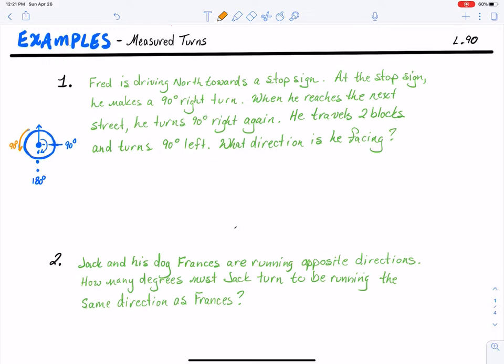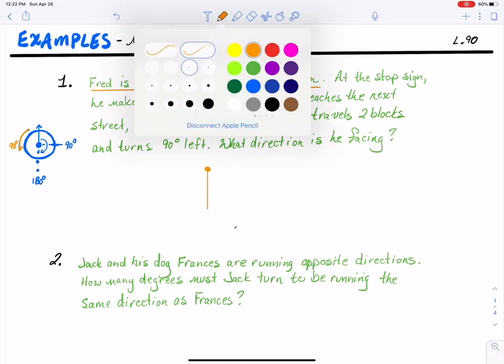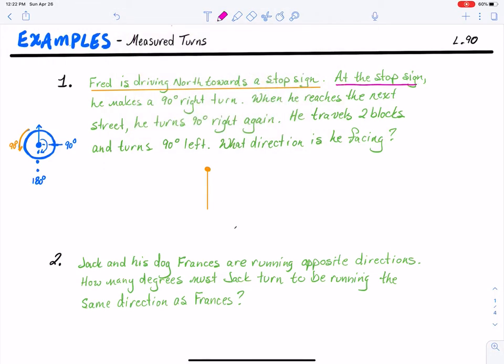Now let's go ahead and apply this to problem number 1. It says Fred is driving north towards the stop sign. I suggest you draw yourself a picture as you go through this, and you do it sentence by sentence. So Fred, driving north. North is always towards the top, and he's at a stop sign. Second sentence, I'll use a different color. It says, at the stop sign, he makes a 90-degree right turn. So that means he's turning clockwise. So now he's facing to the right.